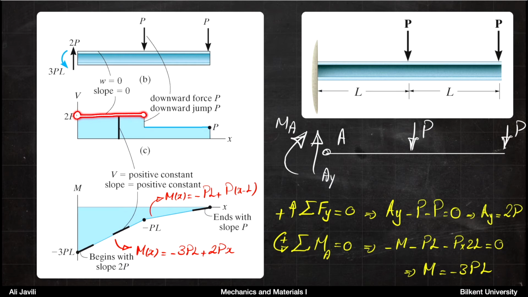And now the force is downwards, so you get a downward jump because you have a downward force. And then you have, again, a constant V until the end. So that's basically your shear diagram.